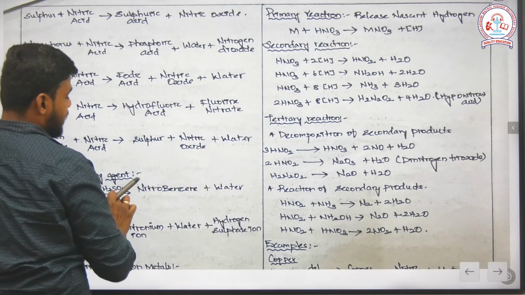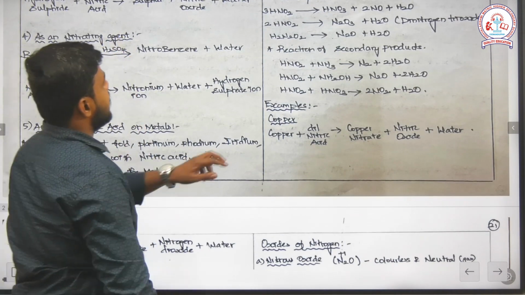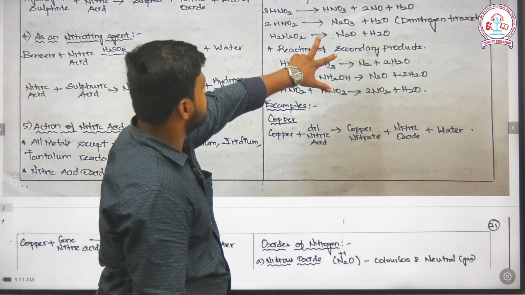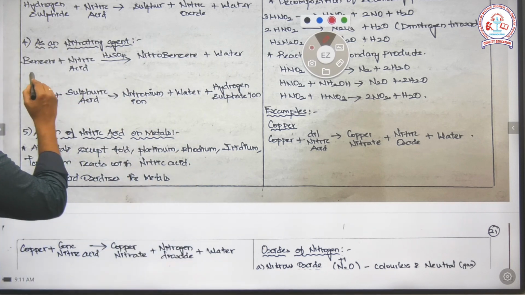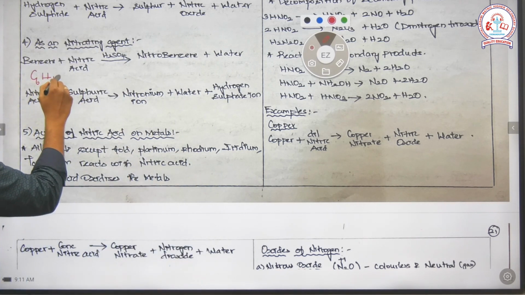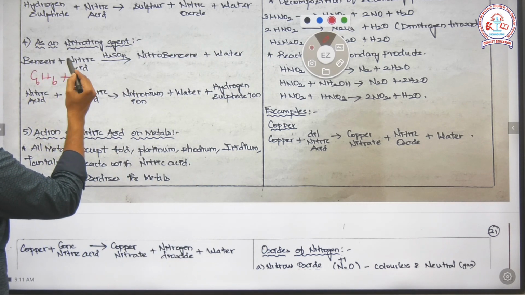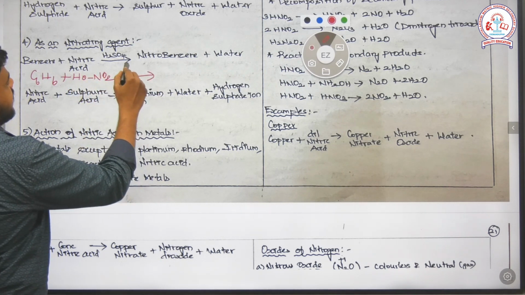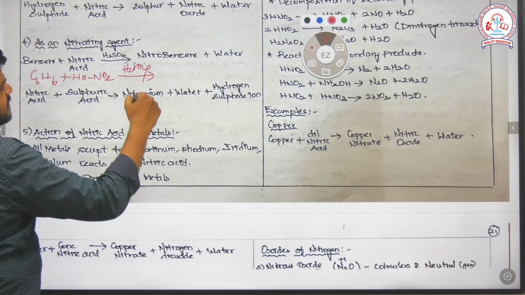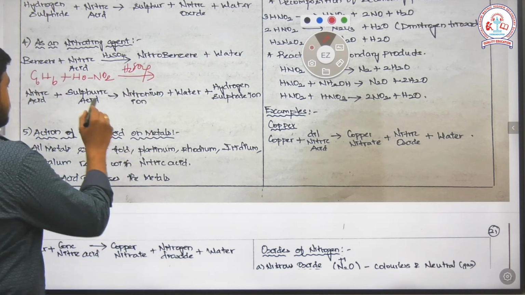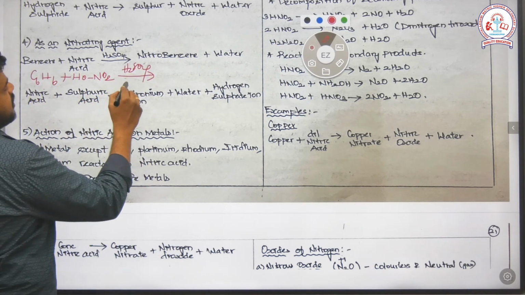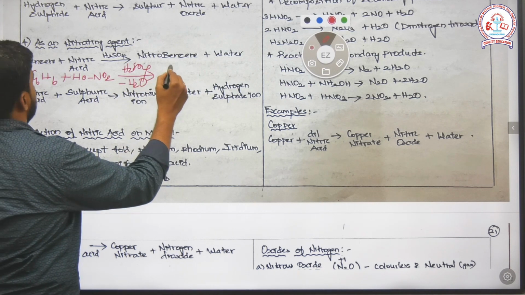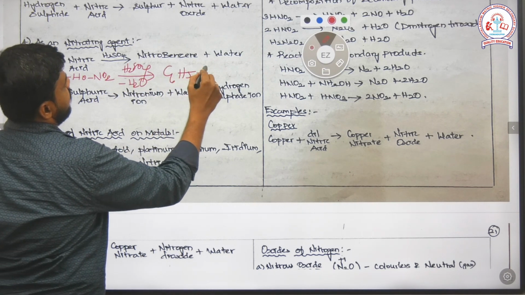The next one: nitric acid has an ability to nitrate organic substances like benzene to form nitrobenzene. See, benzene C6H6 with HNO3. HNO3 I will make it as HONO2 with the help of sulfuric acid. Sulfuric acid along with the nitric acid acts as a nitrating mixture. Then one of the hydrogens will take up this OH and goes as H2O. Your product is C6H5NO2.